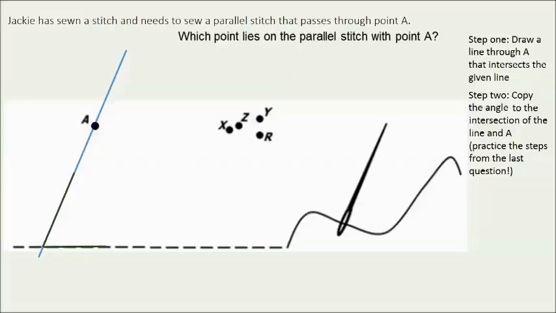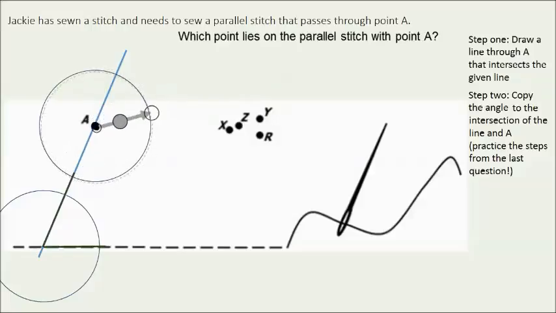All right, so we're copying the angle to point A. So I'll start by drawing my circle. Then I'm going to move my compass so that the center of the circle is on point A and draw another circle. For the next step, I'm going to take my compass and measure the distance between the two intersections, and I'm going to copy that distance onto my second circle.